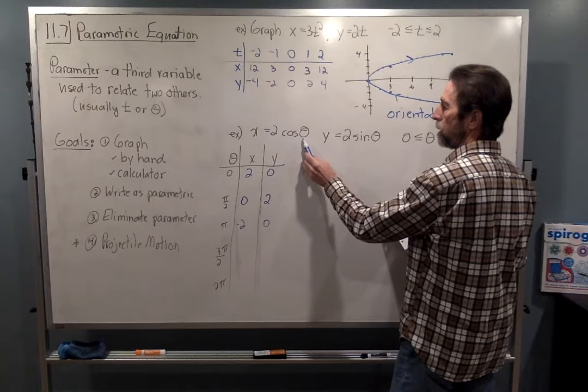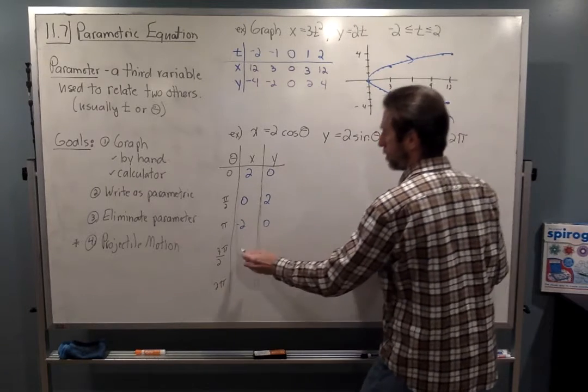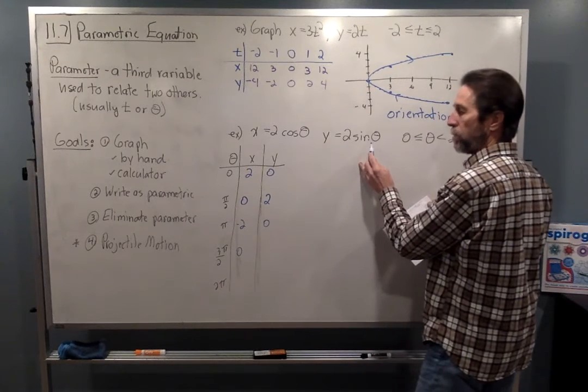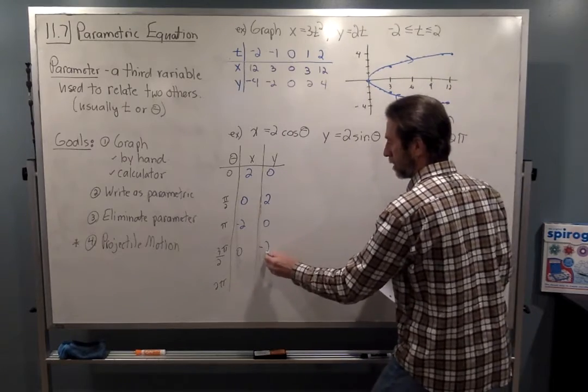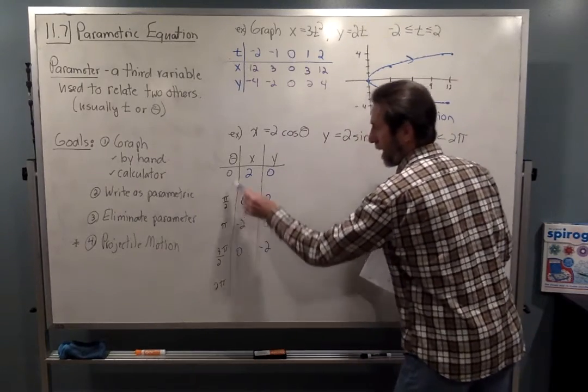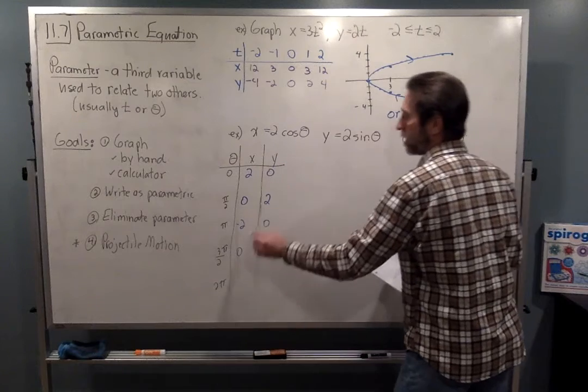Put a 3 pi over 2 in. Cosine of 3 pi over 2 is 0. Sine of 3 pi over 2 is negative 1. You might have guessed that's going to come back to the original because the period here is going to be 2 pi.